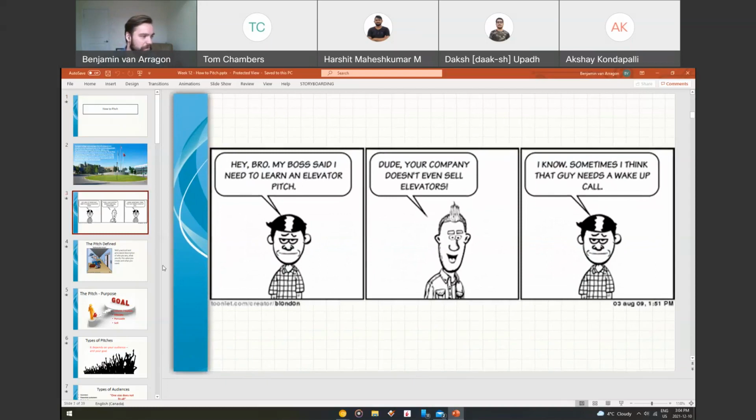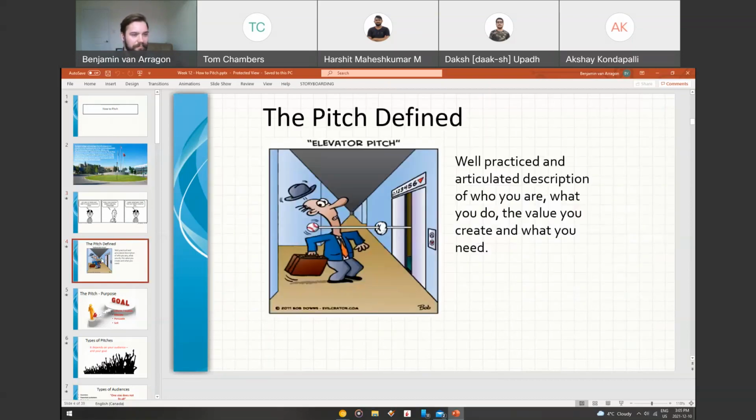All right, so who knows what a pitch is? Does someone want to try to explain what a pitch is in business? Basically trying to sell your idea to a potential investor or employer or whatever it might be. And they can vary. So that's a great explanation. Thanks, Tom. They can vary from being like 30 or 60 seconds to 5 minutes, 10 minutes.